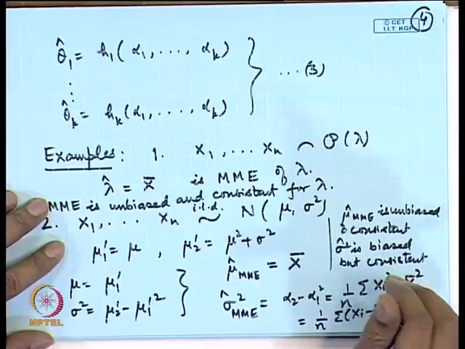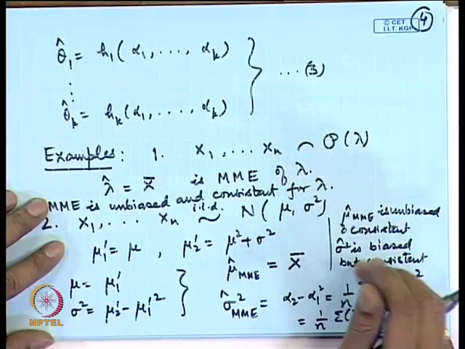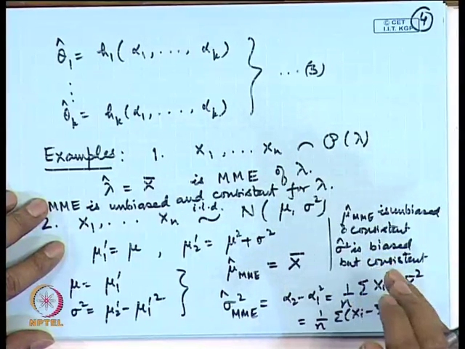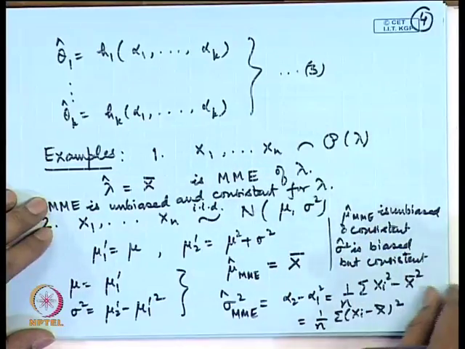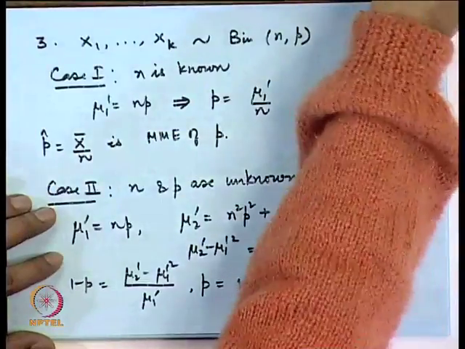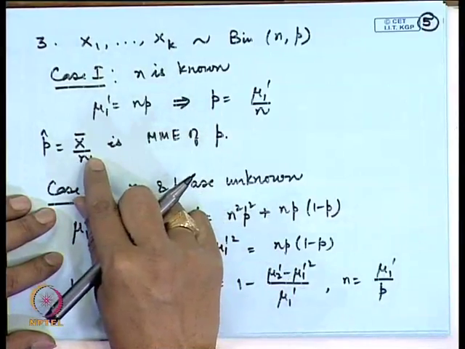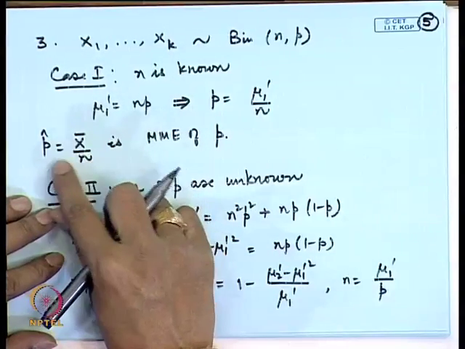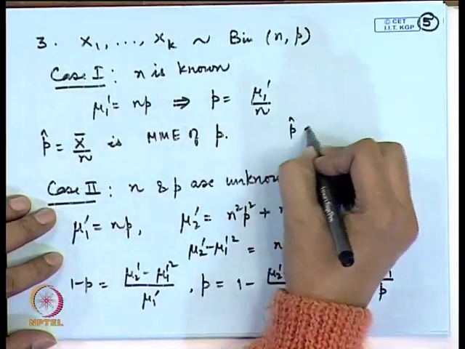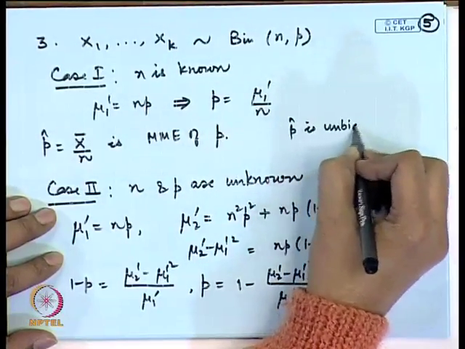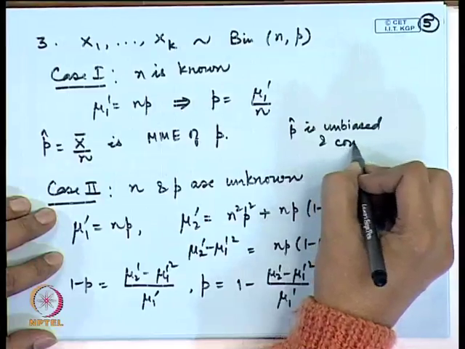So, this brings us to an important property: the method of moments estimators need not always be unbiased. Now, in these two exercises they are consistent. So, again the question arises whether they will be consistent always. Let us take up the next case. Here x bar by n is unbiased as well as consistent. So, p hat is unbiased and consistent.